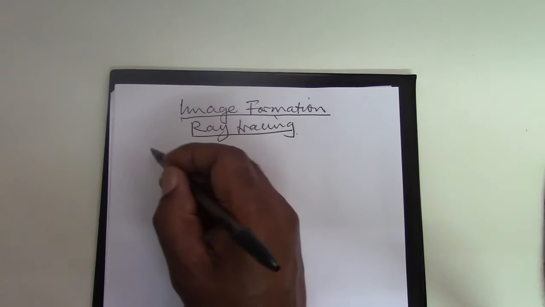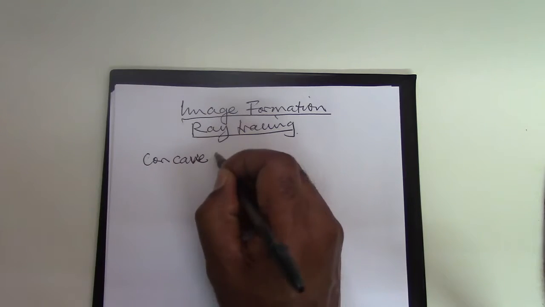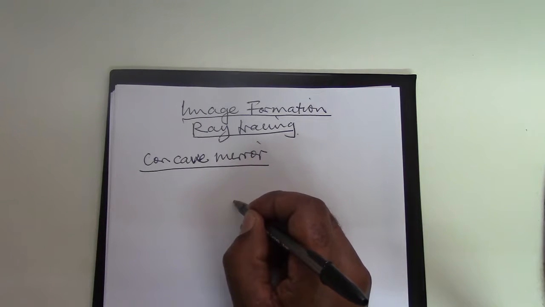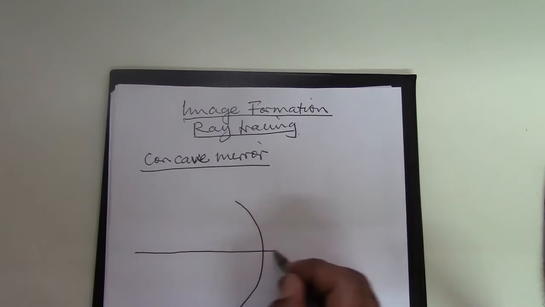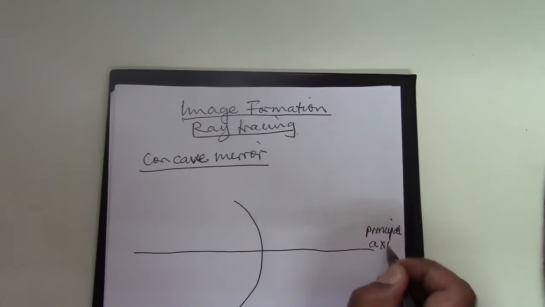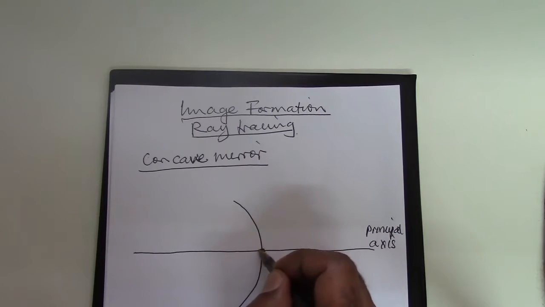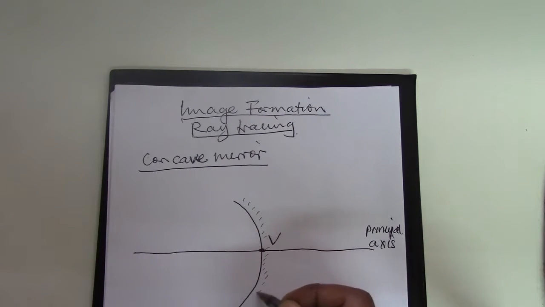So we start by looking at the concave mirror. Now, we draw the mirror. Let's suppose this is our mirror. This is the concave mirror, and this is the principal axis. Now, this is the vertex or optical center, as we have seen before. Now, this is the non-reflecting side or surface of the mirror.